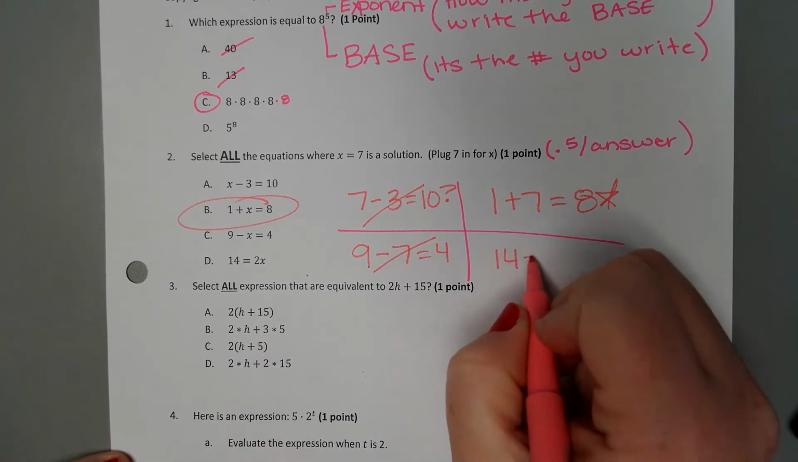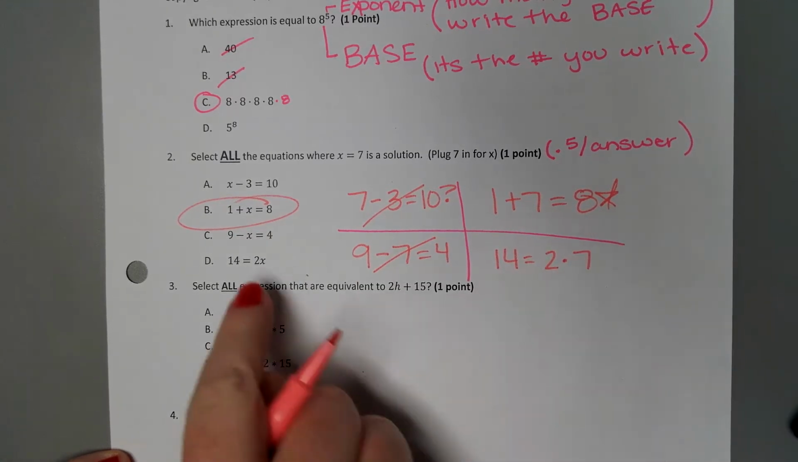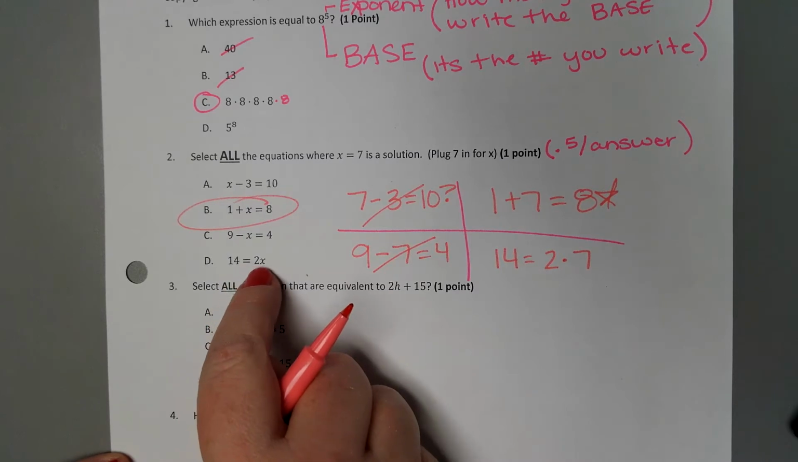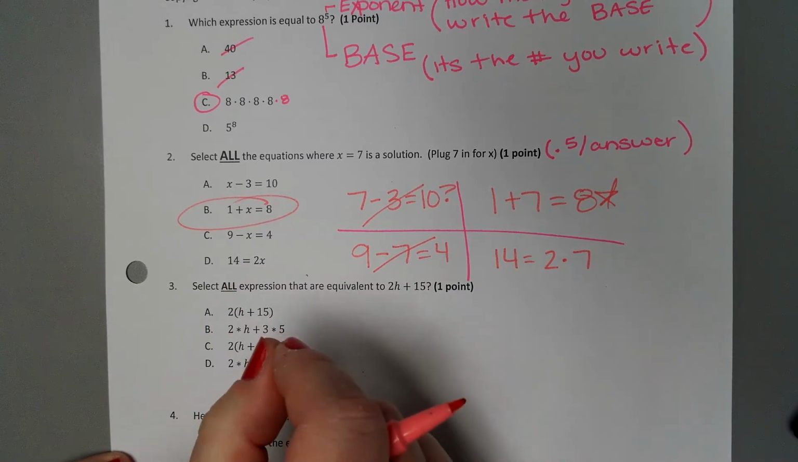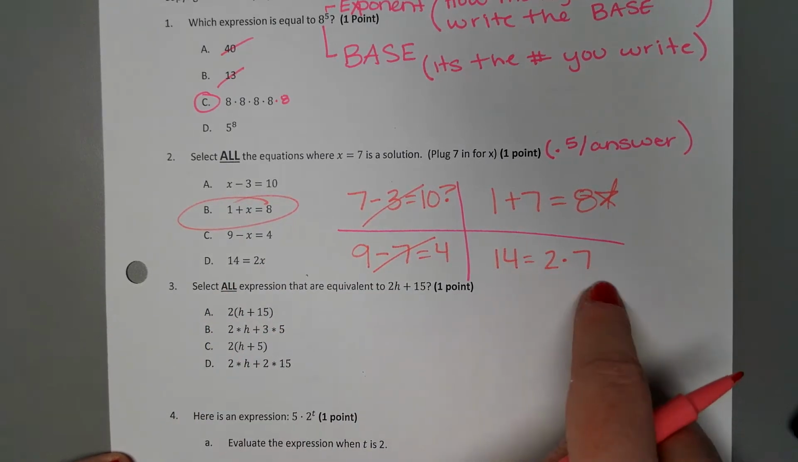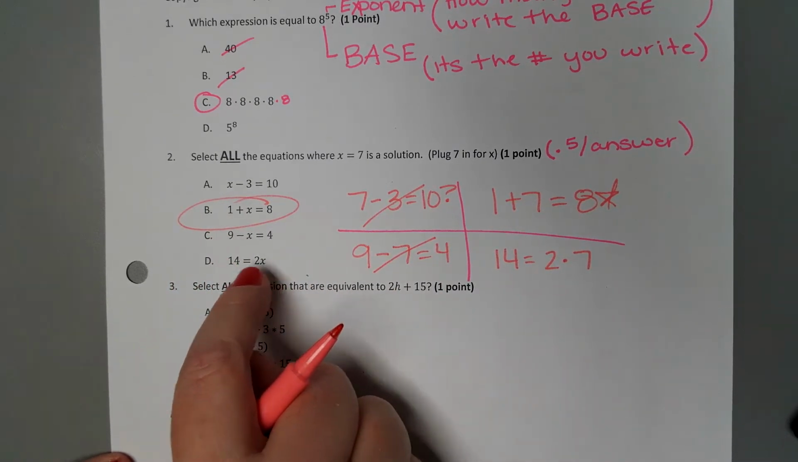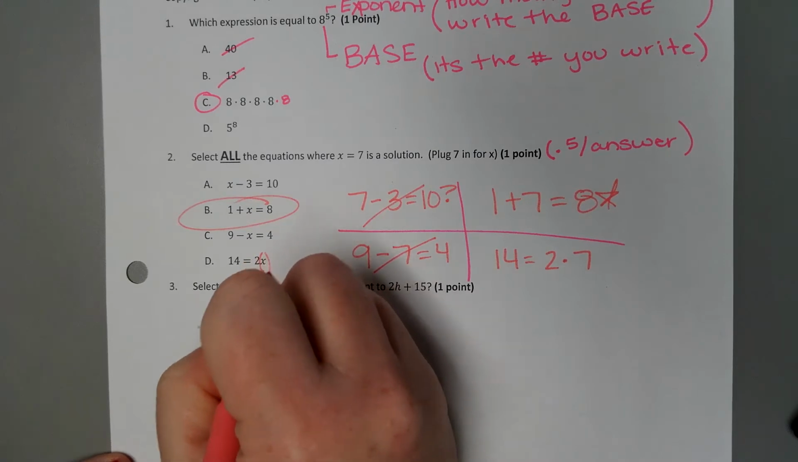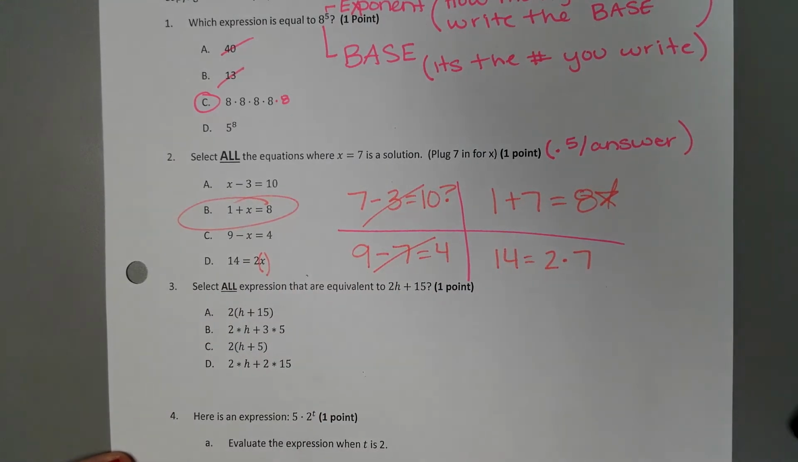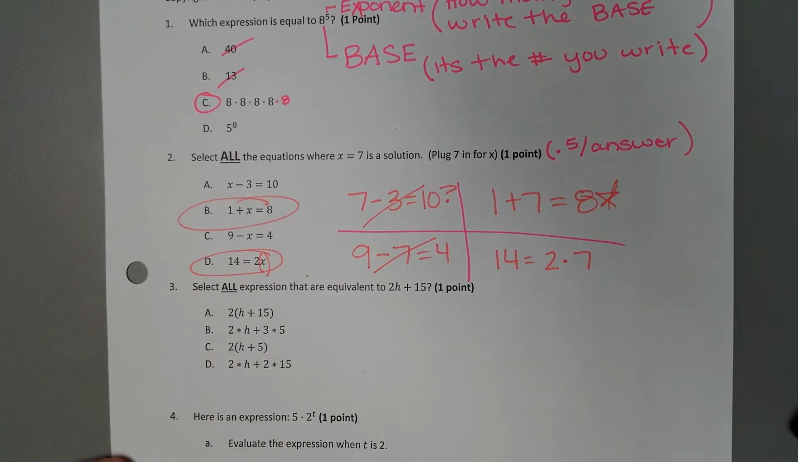Next, we have 14 equals 2 times 7. Remember, if it's right next to each other, that means you multiply the 2 items. You don't put them together, so it doesn't say 27. It says 2 times 7. On your test, you will have a problem just like this, where your number and letter are next to each other, that means you multiply. And 2 times 7 is indeed 14.